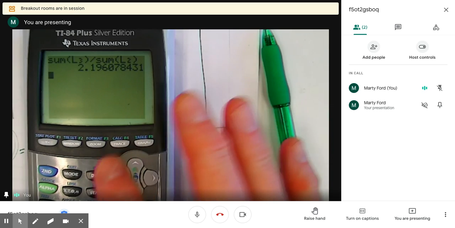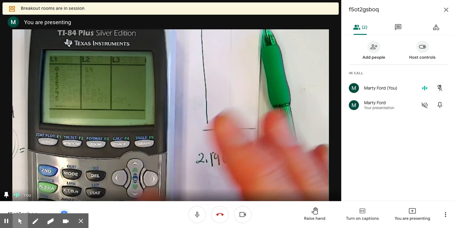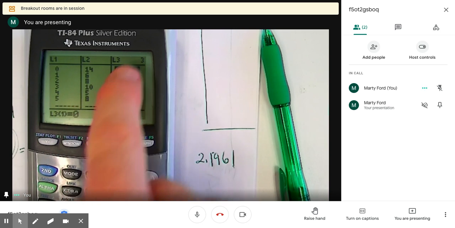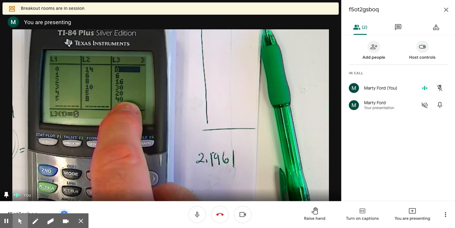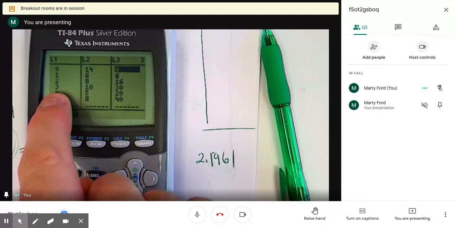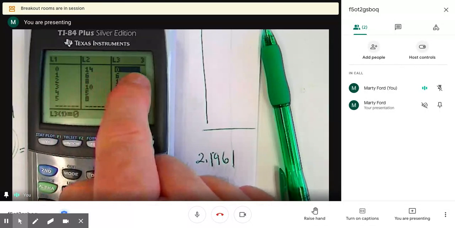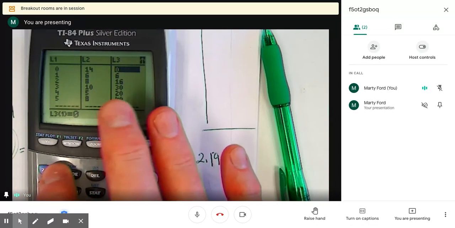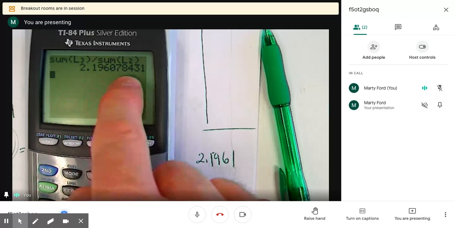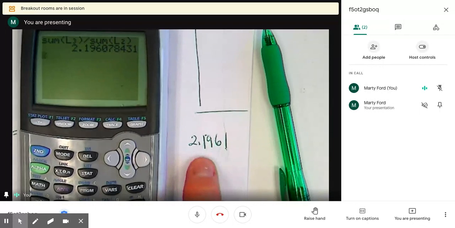Okay, so we went through, and what we did here was we entered the number of siblings, the frequency, and this third column is going to be the frequency, I'm sorry, the frequency times the number of siblings. So we multiplied these two in order to get the third column. Okay. Now, once we went out and we found what the average was, or the mean, it was 2.1961. Okay. So that's my number right here, 2.1961.